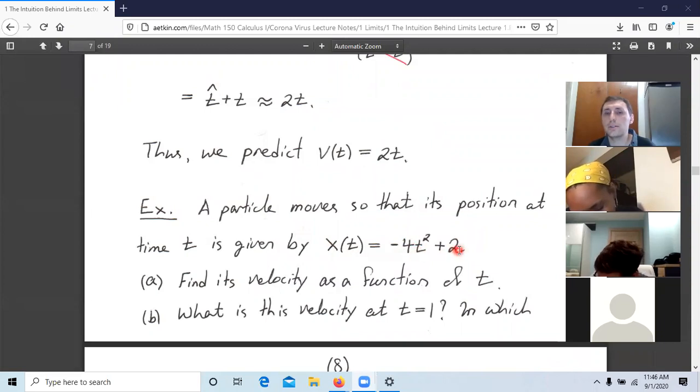So at 0, it's 2 meters on the positive x-axis. At t equal to 1, it's minus 2 meters on the positive x-axis. So what I want you to do is find the velocity as a function of time. Given this formula, find what the speedometer is showing at any given moment of time t.